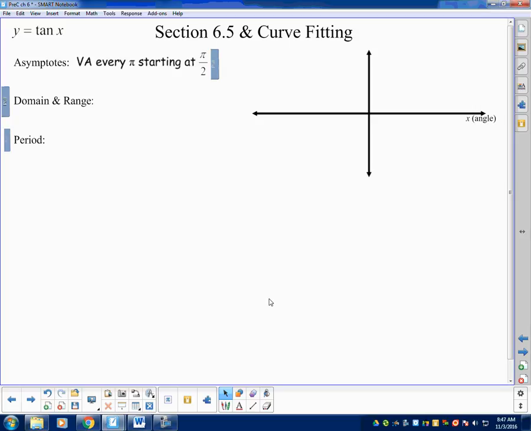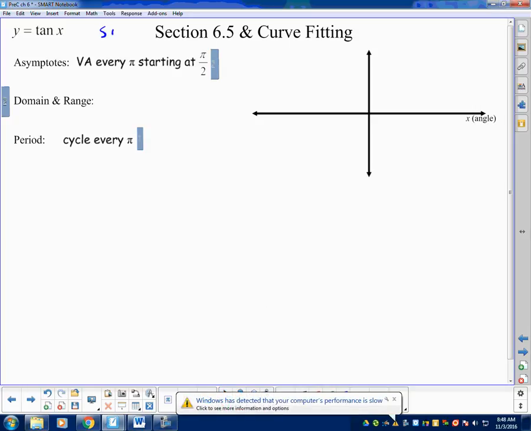The period for tangent is different from sine and cosine. We have a cycle every pi. So that's why we have vertical asymptotes. Every pi units, it will break into a new cycle. And we're starting at pi over 2. The reason for that is tangent is defined to be sine of x over cosine of x.